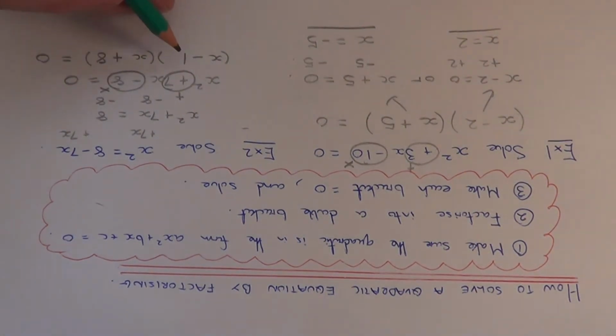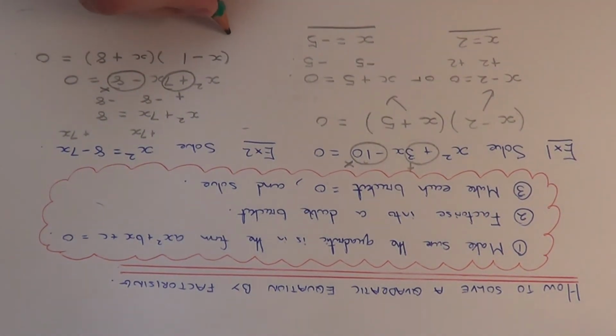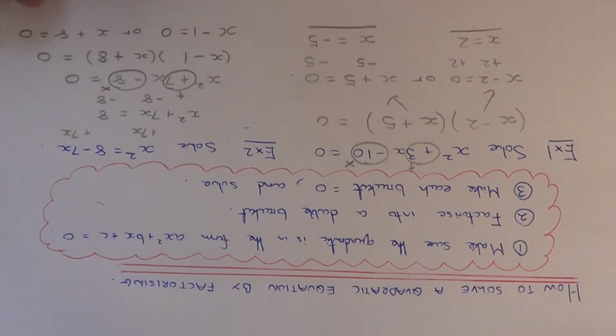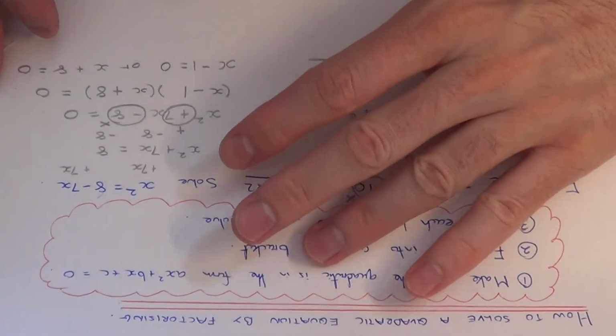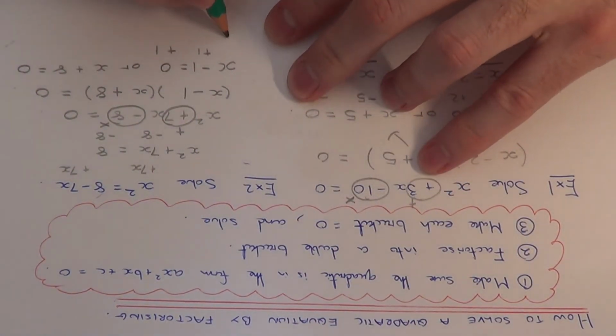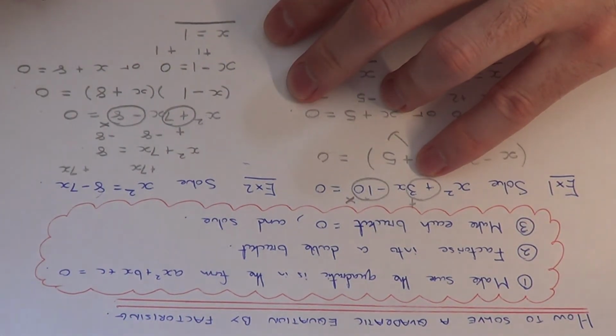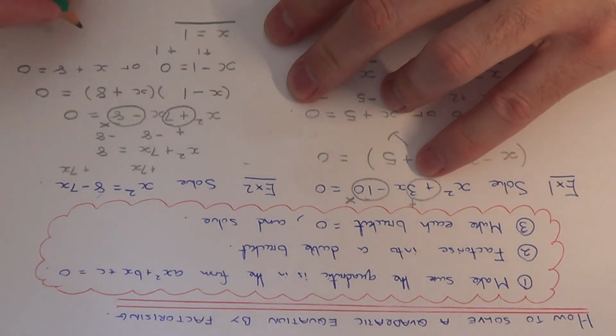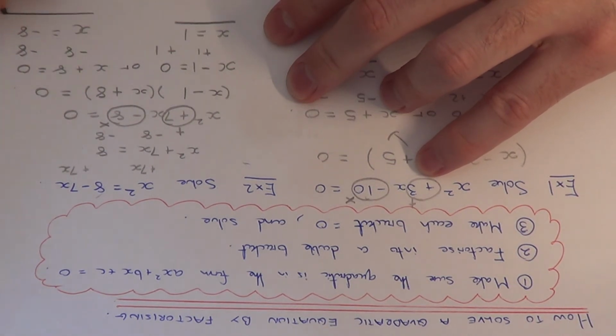So once we've done this then we can just make each of the brackets equal to 0, and we just need to solve each equation. So for the first one we just need to add 1 to both sides. So this will give x equals 0 add 1 is 1, so that's your first solution. And the second equation we just need to subtract 8 from both sides. So 0 take away 8 will give minus 8.